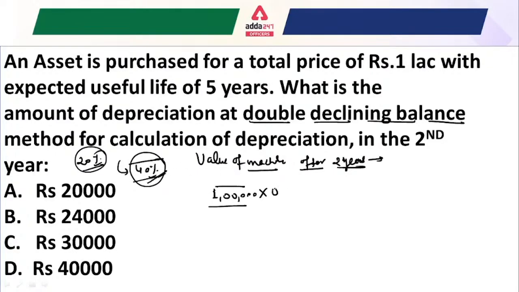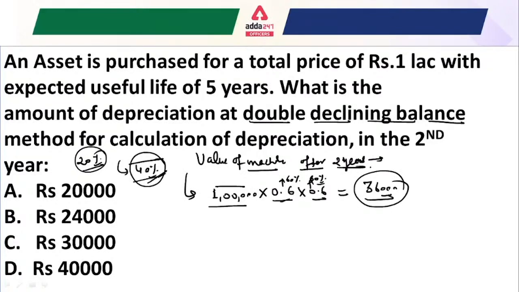So simply, the value of the machine if we have to calculate for the 2 years, we multiply by 0.6 as well as 0.6, which is nothing but 60%. Okay, it is 60%, but we can also write 60% as 0.6, and now we can solve this and we will get the value of 36,000 directly. So just understand that as the value of the machine after 2 years if we have to calculate.